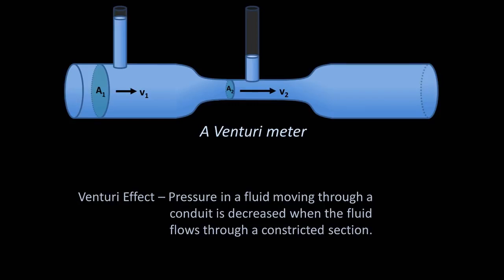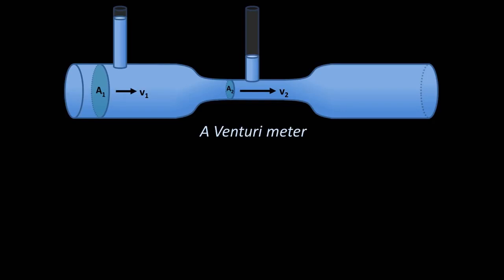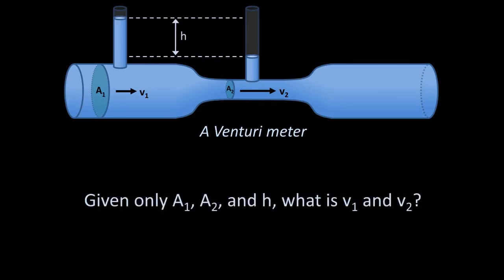How could we analyze this situation quantitatively? Suppose we can measure the height difference between the two columns, which we will call h. Given only a1, a2, and h, what is v1 and v2? I can imagine this seeming like a profoundly difficult problem, but I guarantee you that we have already covered all of the tools necessary to solve it within this video series.